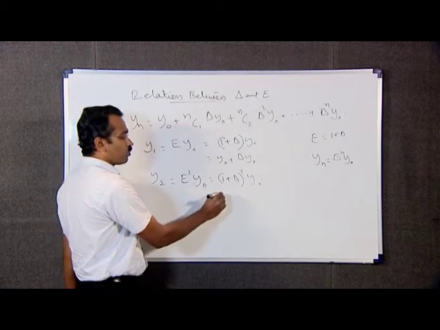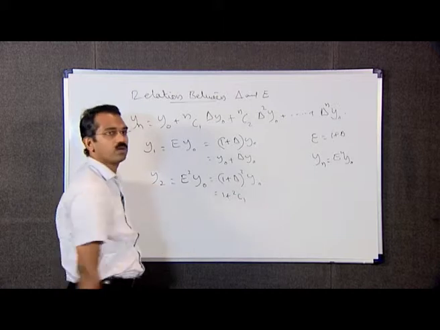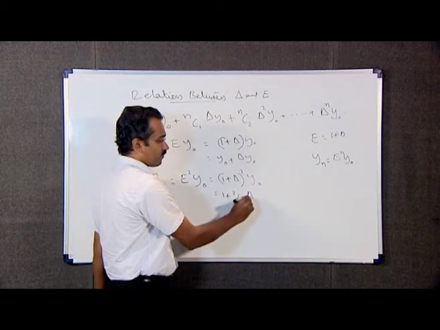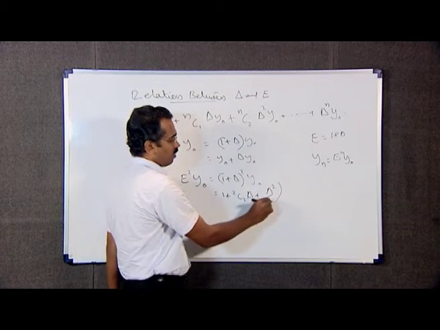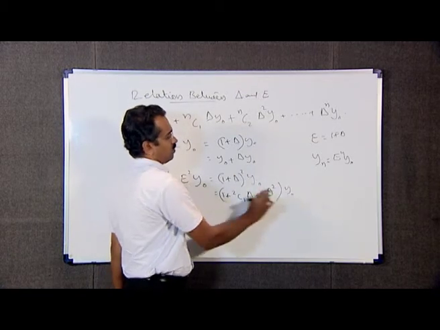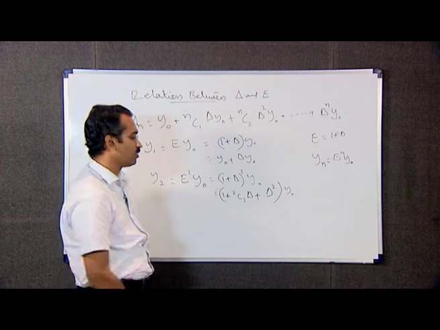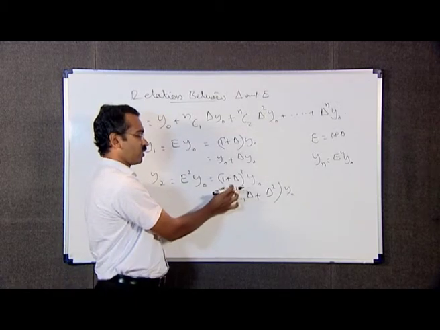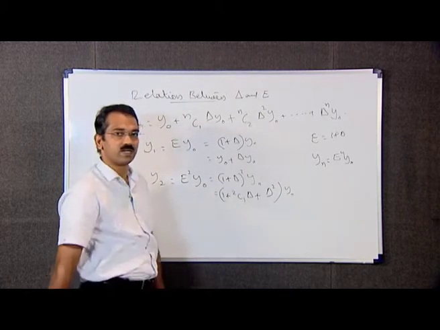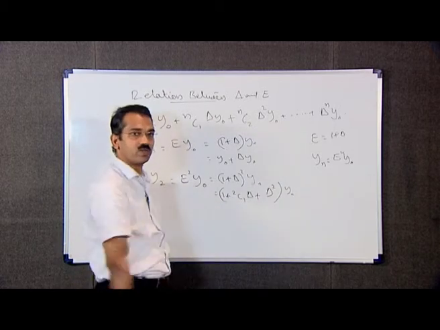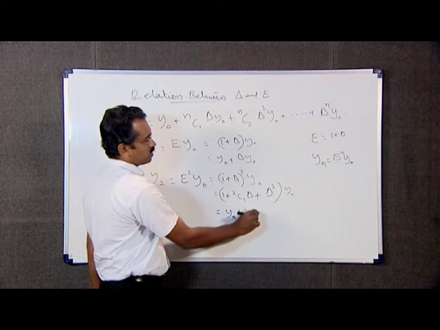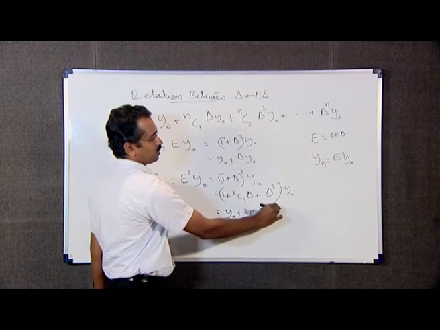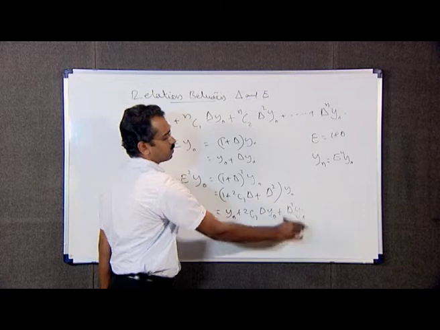This is equal to 1 plus 2C1 delta plus delta square of y naught, by the expansion of 1 plus delta whole square. That is equal to y naught plus 2C1 delta y naught plus delta square y naught.